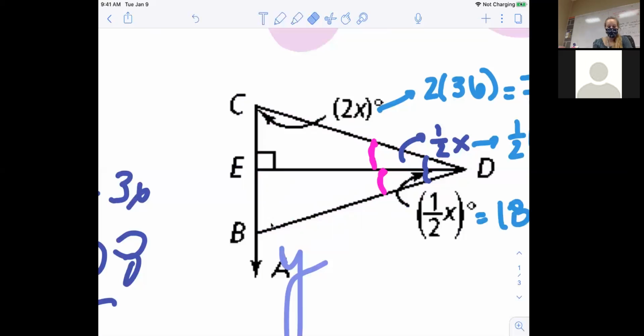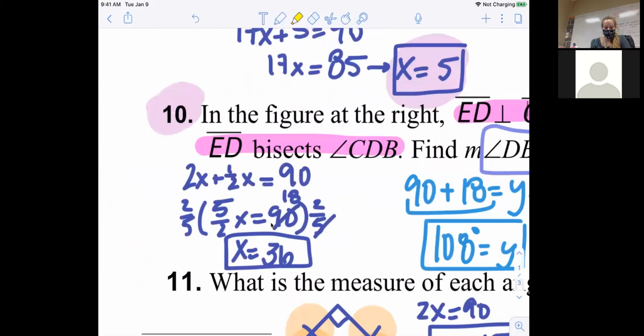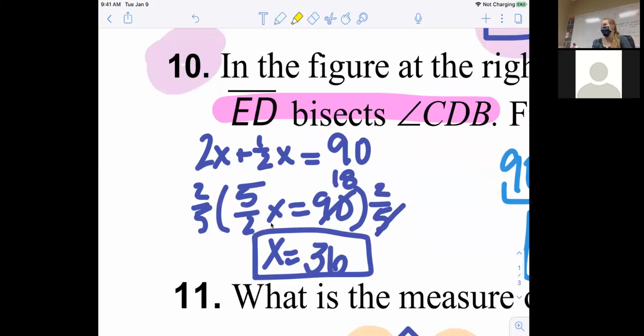So I knew that this angle right here was 1/2 x, that's this angle. So if that's 1/2 x, then the one it's bisected with is also congruent, that is also 1/2 x. I was given that the angle at C is 2x, and I've got a nice little triangle in there: 2x, 90, and 1/2 x, and I can solve for x. And I did 2x plus 1/2 x equals 90 because it was a little right triangle. I added my like terms together, and I got x equals 36.